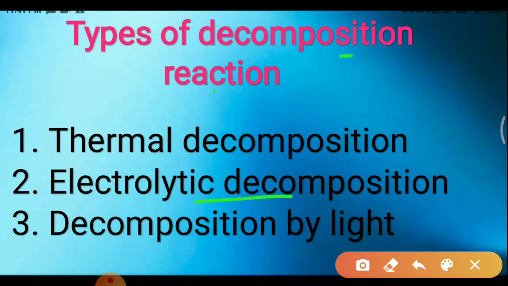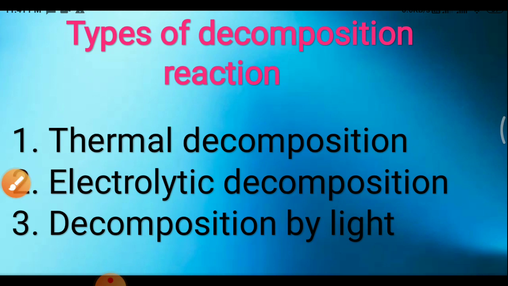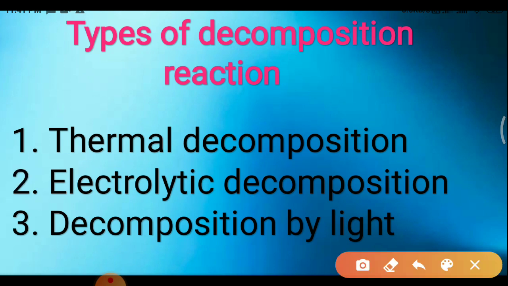So, on the basis of the energy that the chemical reaction is getting, we can divide decomposition reactions into three main types. Thermal decomposition, where the energy is obtained from heat. Electrolytic decomposition, where the energy is obtained from electricity. And decomposition by light, where the energy is obtained from light.